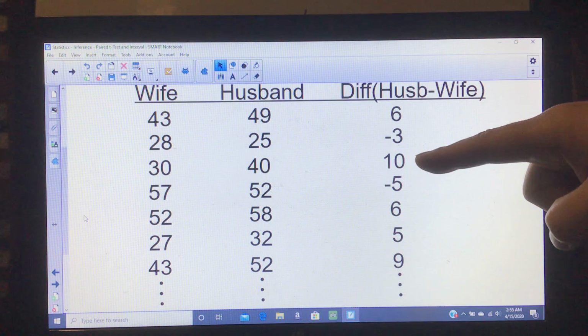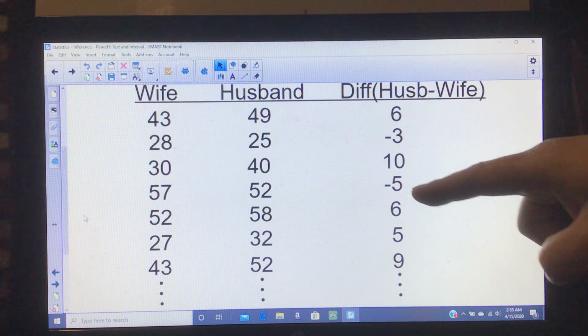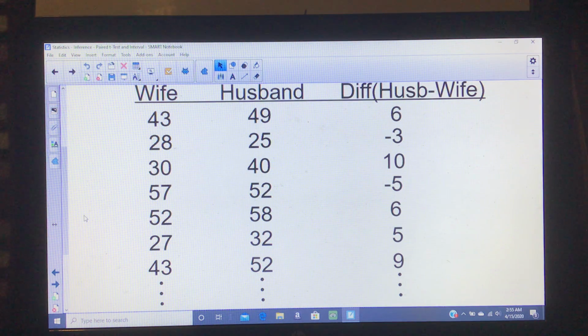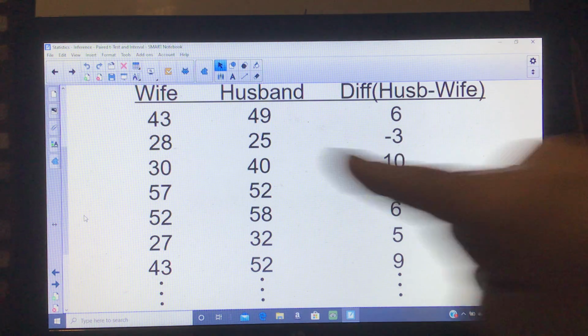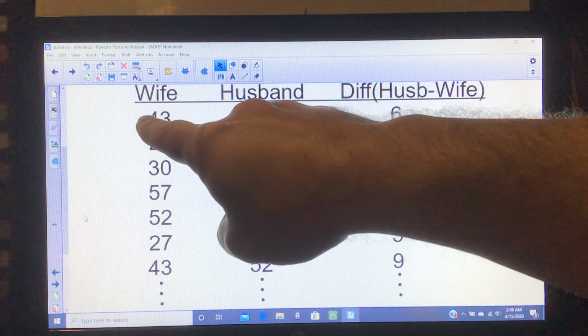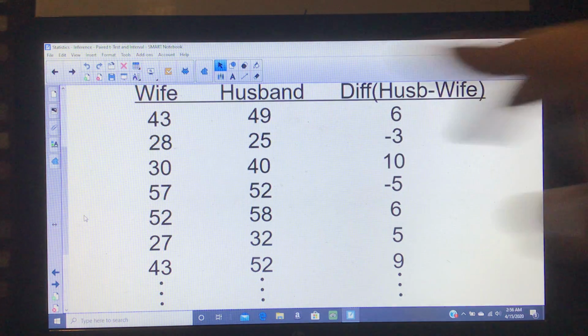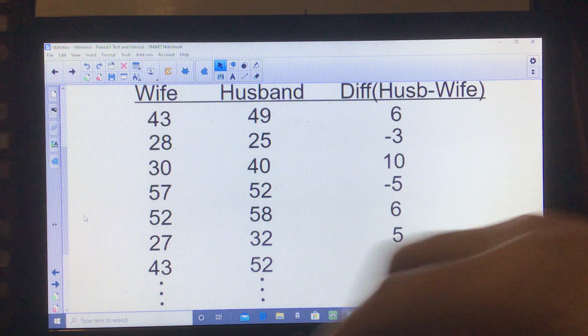You can go through and do this. So here the husband's 10 years older, the wife's 5 years older, 6, 5, and 9. Husband being older, and so on. So once you get this idea, we don't need to do the whole thing because someone did it for us, but there'd be 170 of these pairs. We'd have to subtract these 170 times and get this difference list. The good news is we never look at these again. We just look at this list.